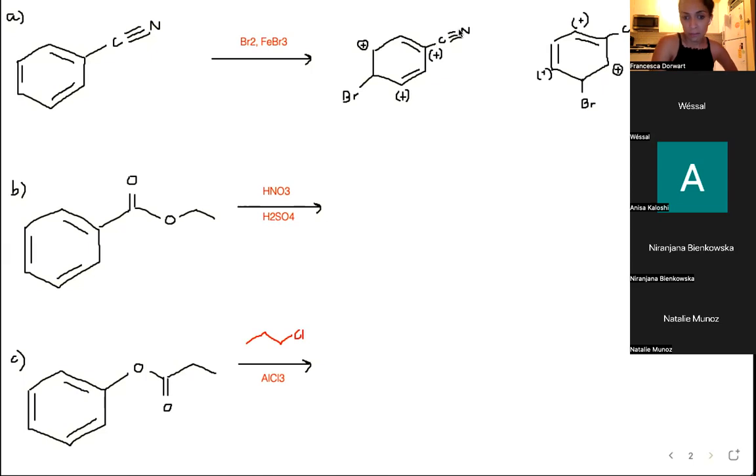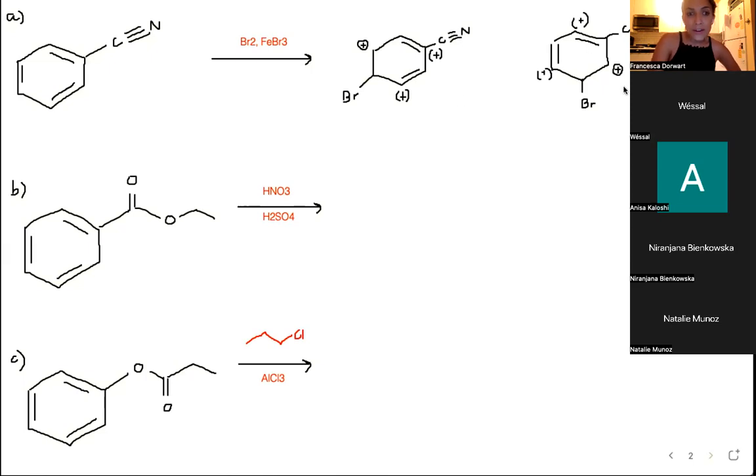Okay, so I got a vote for meta from Hannah, because the carbocation is not right next to the partially positive carbon on the nitrile group. And this is correct. We need to be mindful that some of these groups are meta directors. And as long as we know that, then we can use that to check our work. So for example, a nitrile is a moderate electron withdrawing group. It means it's a moderate deactivator and it's meta directing.